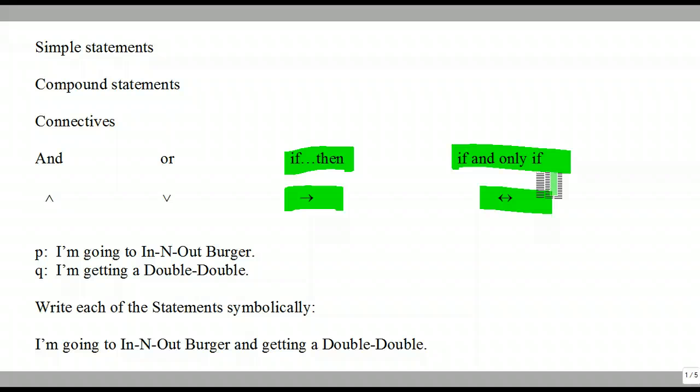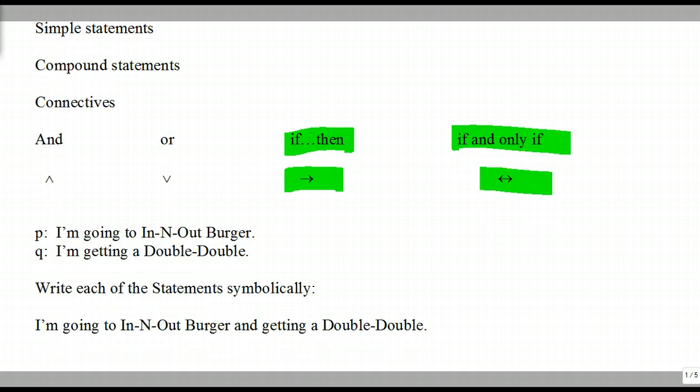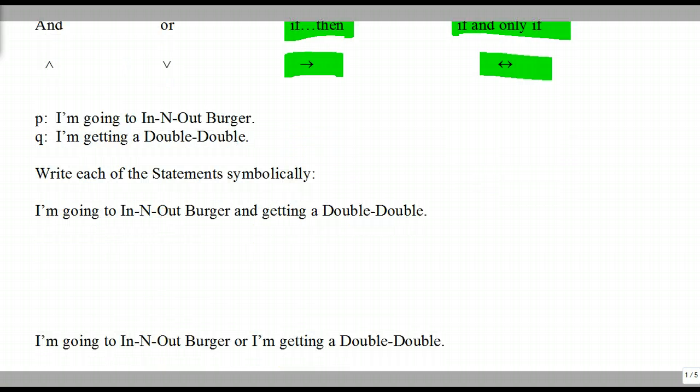So let's talk about this next example here. P, I'm going to the In-N-Out Burger. Q, I'm getting a double-double. Write the statement symbolically. Okay. So if we were going to take this, I'm going to the In-N-Out Burger and getting a double-double, it's going to be what? P and Q, like this, right? Okay. The second one is I'm going to the In-N-Out Burger or I'm getting a double-double. It would be P or Q, like that.